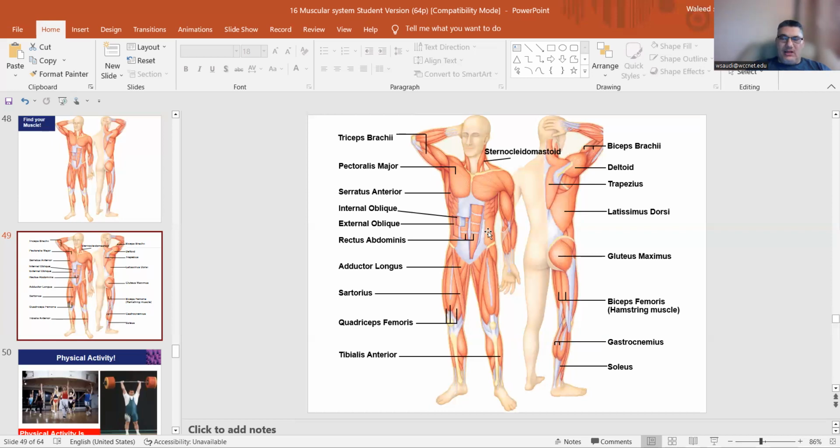One more time, you can either see a picture or a description, so you have to know these muscles. I can ask you which of those is the muscle of the shoulder, which of the following is the muscle of the back, the back of the thigh or the front of the thigh, the back of the leg, the front of the leg, the front of your arm, the back of your arm, the abdomen, rectus abdominis, external oblique, internal oblique, and so on.